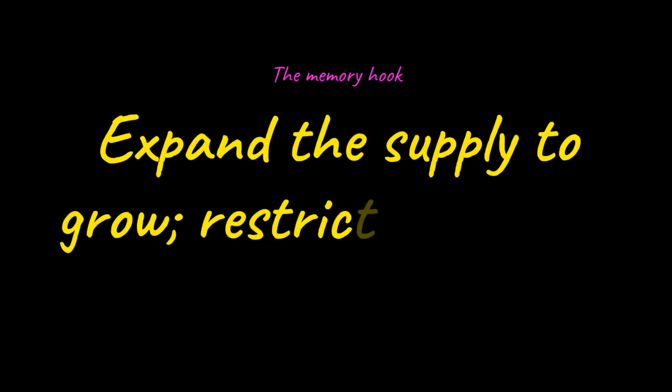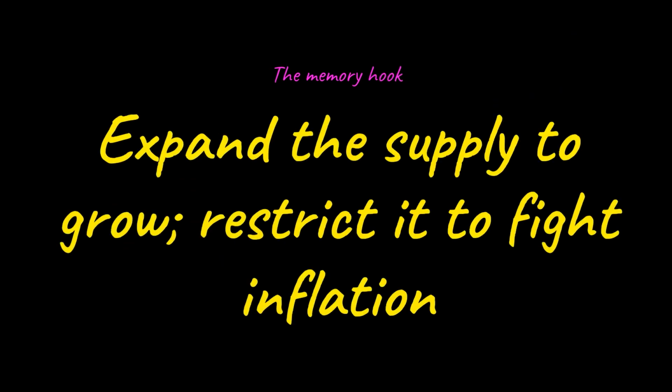The memory hook is direct. Expansionary policy expands the money supply to grow the economy, while restrictive policy restricts it to restrain inflation. When a scenario names the Fed adjusting rates, that is monetary. When Congress changes spending or taxes, that is fiscal.